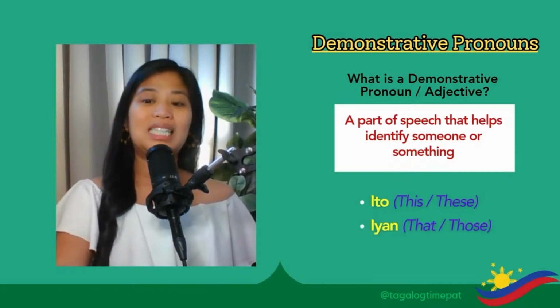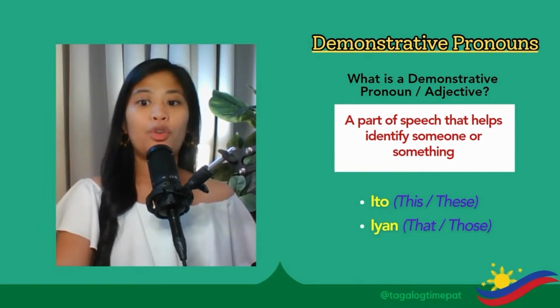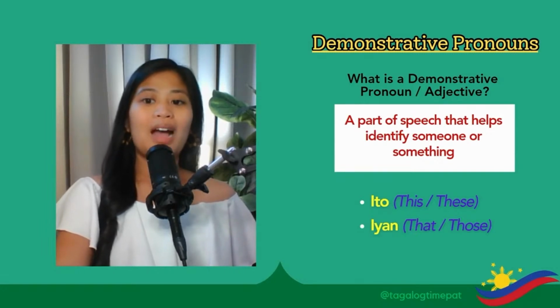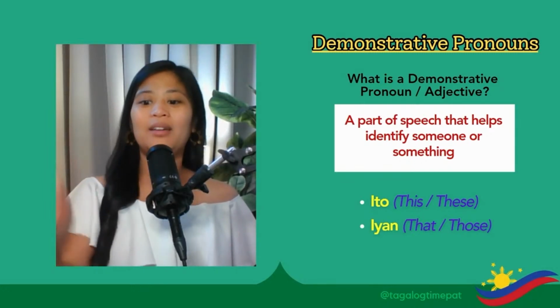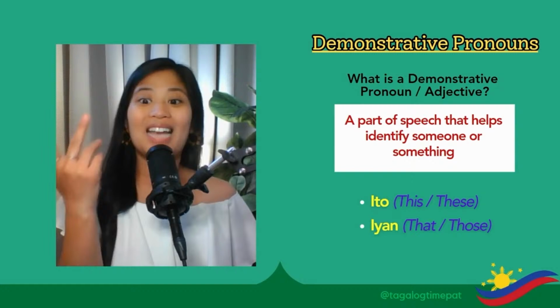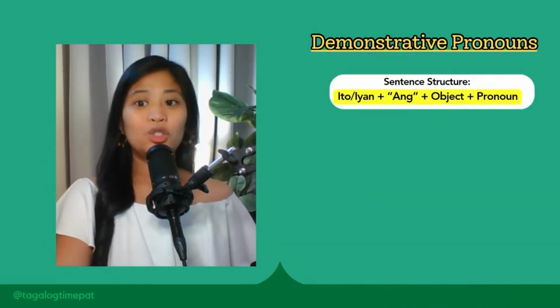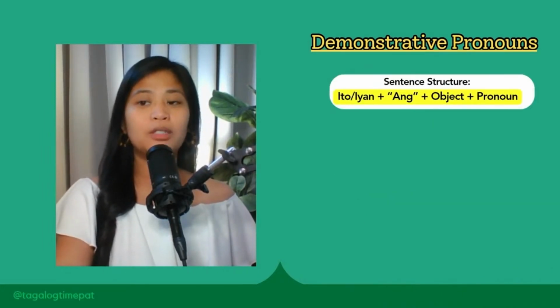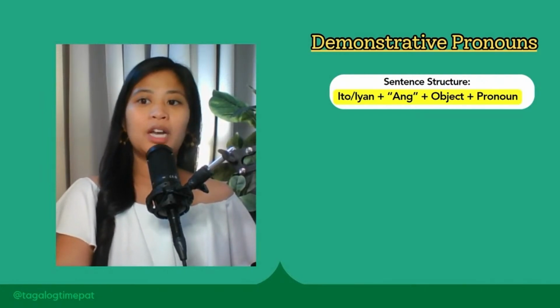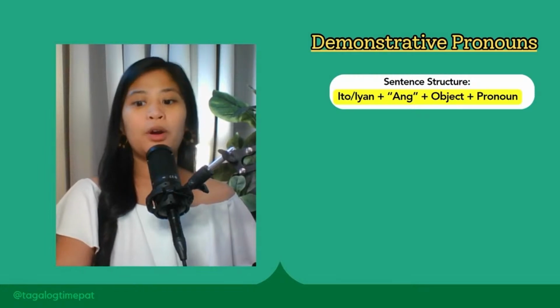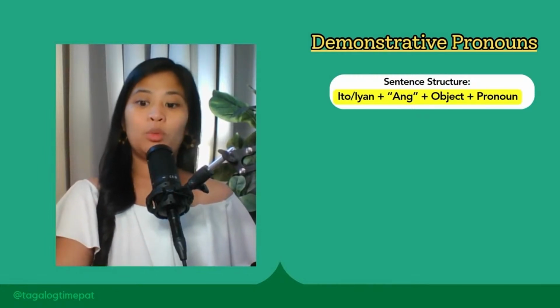Ito means this or these. Yan means that or those. So I'm saying yan, but it's technically iyan. But it's more common to just hear someone say yan. So here's the sentence structure for how demonstrative pronouns can be used. Ito or iyan goes first. It's taking the place of the adjective. Then it's the word ang, then it's the object, then it's the pronoun. So the last part of this sentence structure is the same as what we've just learned.